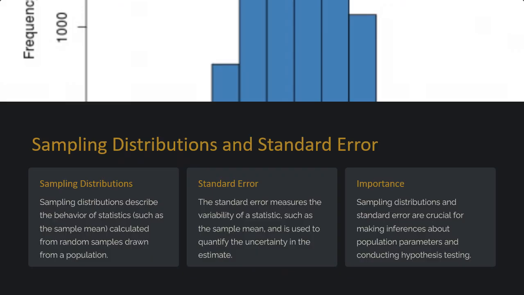Now let us talk about sampling distributions and standard error. Sampling distributions. A sampling distribution describes the behavior of statistics such as the sample mean, calculated from random samples drawn from a population. Standard error. The standard error measures the variability of a statistic such as the sample mean and is used to quantify the uncertainty in the estimate. Importance. Sampling distributions and standard error are crucial for making inferences about population parameters and conducting hypothesis testing.